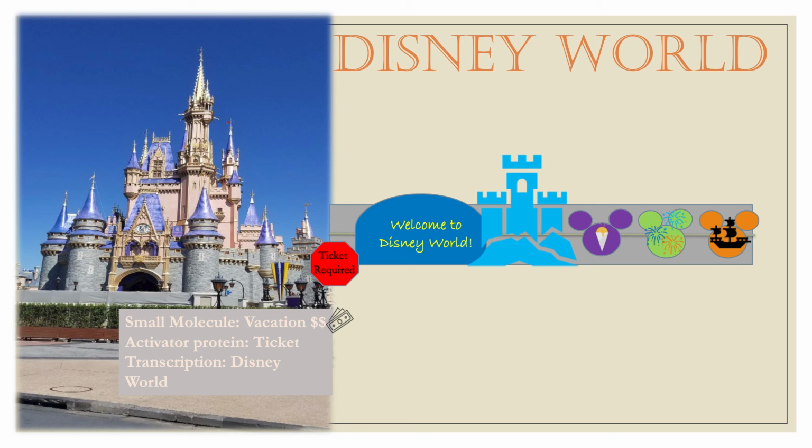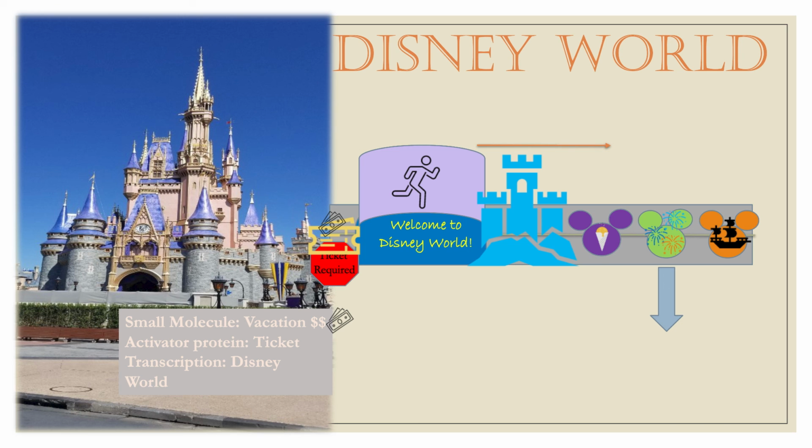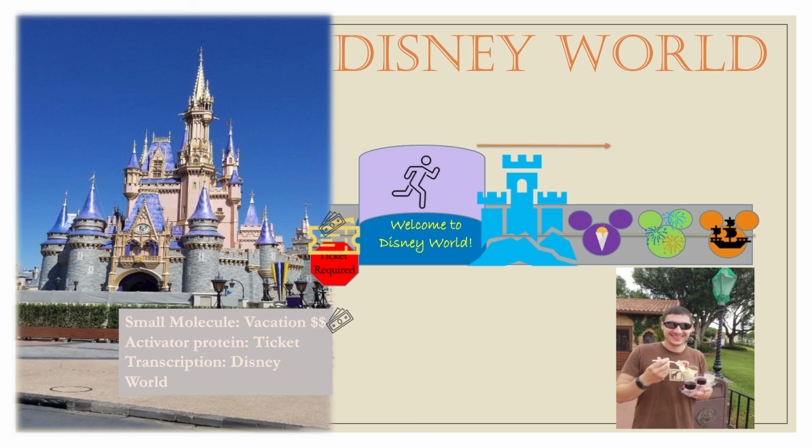So once you have those two things, they can kind of bind to the beginning of your experience planning a Disney trip, and then you get to go down there and you get to see the Disney World. You see the castle and the snacks and the fireworks, and you make memories with all these things with the rides and everything. So that experience is kind of like your mRNA strand. But remember, you have to have that ticket and you have to have the vacation money, just like your activator and small molecule.